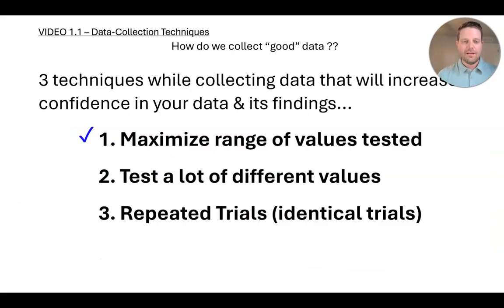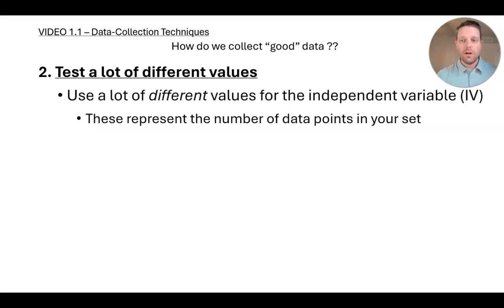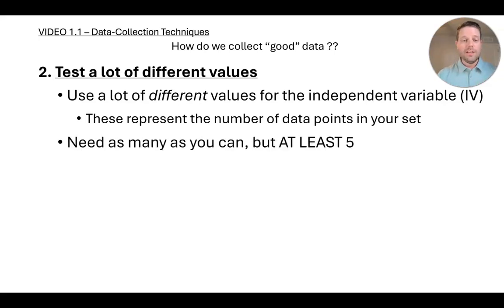So now that we've got that explained, let's look at how we test different values and why that's going to be important. So we want to test a wide range, but we also want to get as many individual different values within that range tested as possible. This would represent, for example, on a graph, how many different data points you're plotting. So we need as many as you can.